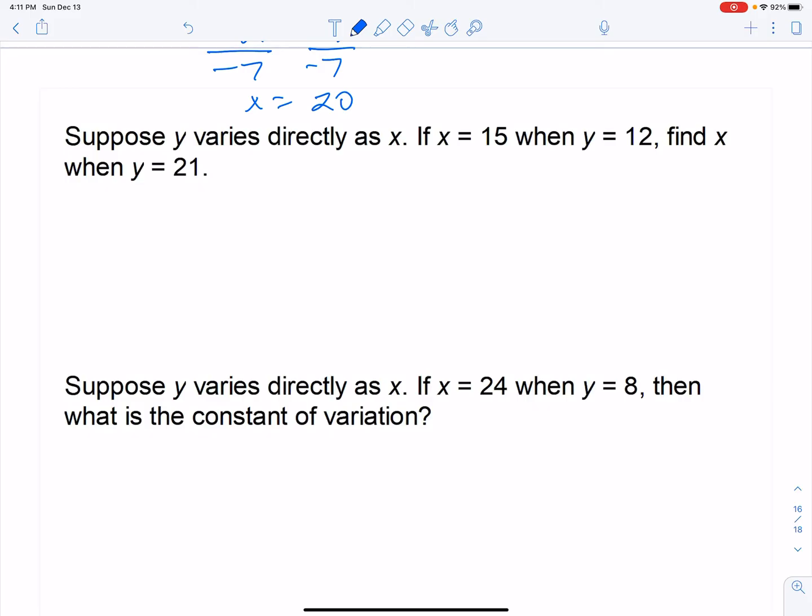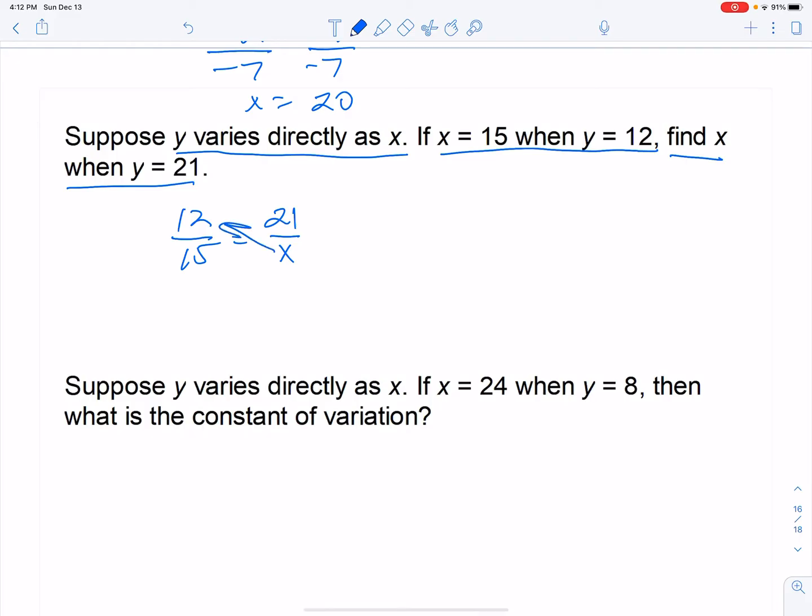If x equals 15 when y is 12, find x when y is 21. Okay, so again, there's that statement. If x is 15 when y is 12, there's the ratio I know. So 12 over 15 equals, find x when y is 21. So 21's on top, x is on bottom. Okay, and then we solve.